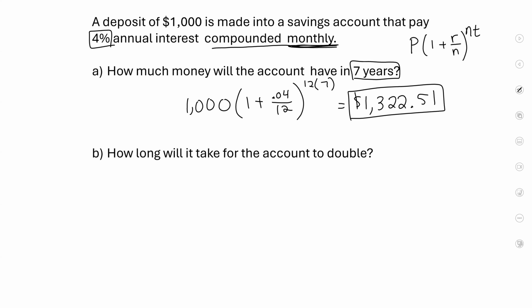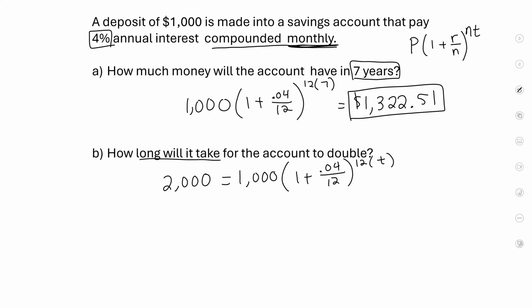All right, guys, let's answer the next question. It says, how long will it take for the account to double? So if I want it to double, how much do I want? 2,000. So guys, that means my total needs to be 2,000. And this is still my equation. 1 plus, this is your rate. It's still compounding every 12 months. And we don't know the time. It says how long will it take. So we're solving for t. We do not know t.